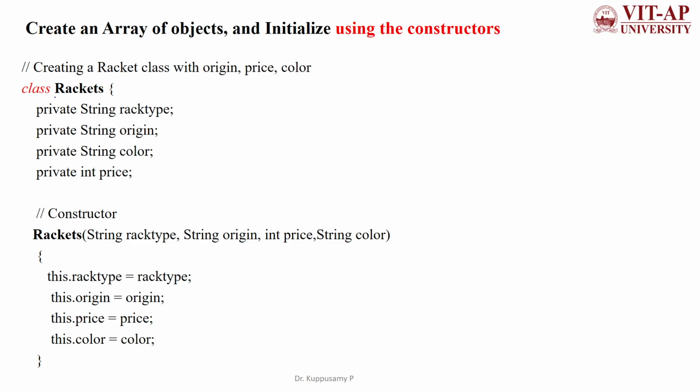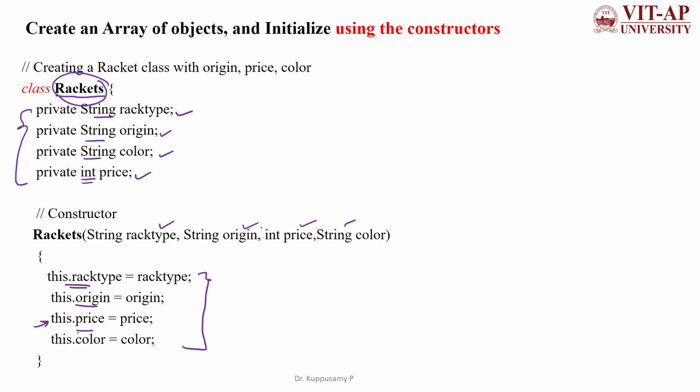Here an example is given with respect to creating the class name is Rackets, right? And this is having four variables. All four variables are private, and each one is having its own data type: string variables racket type, origin, color, and integer variable is price. And here we are going to create the constructor by using the class name Rackets, which is taking all four arguments: racket type, origin, price, string, color, and we are going to assign the values to these current variables which are mentioned by using this keyword.